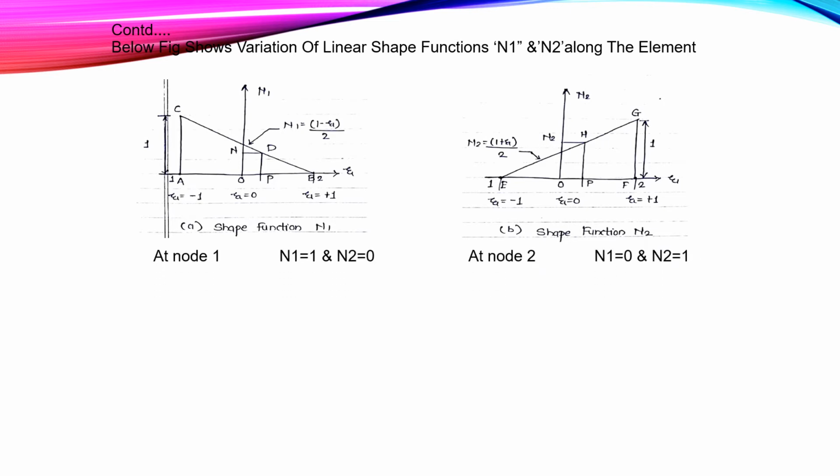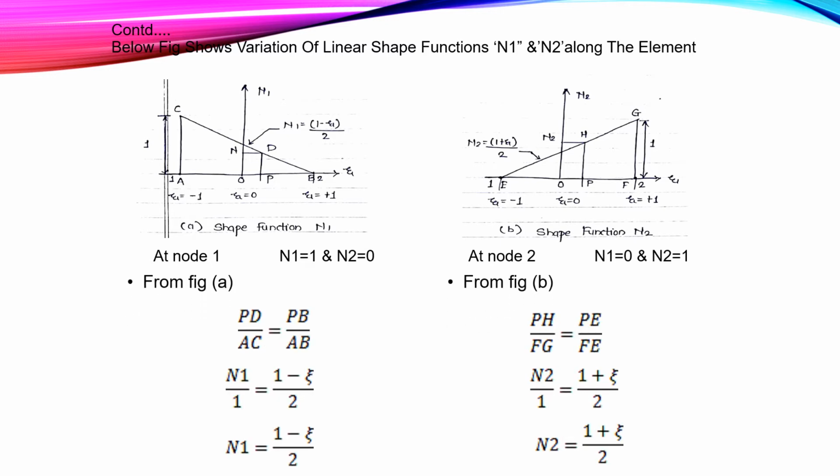The below figure shows variation of the linear shape functions N1 and N2 along the element. At node 1, see this figure, the value of the first shape function N1 is 1, and N2 is equal to 0, while at node 2 the value of N1 is equal to 0 and the value of N2 is equal to 1. So from figures A and B, first let's see figure A. In this figure, PD upon AC is equal to PB upon AB, and what is the value of PD? Value of PD is N1.